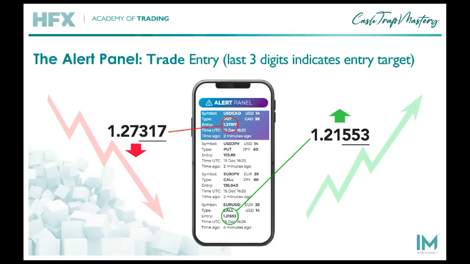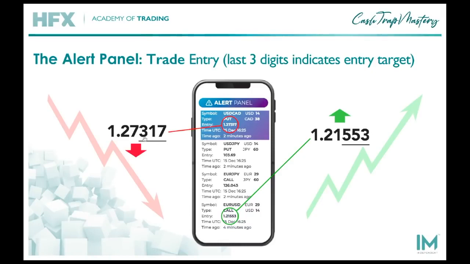Now, each trade opportunity will not always give you that available price. But the goal is to get as close to it as possible. The main thing that you want to pay attention to are the last 3 digits on each of these entry prices. For example, on this US dollar to Canadian dollar put option opportunity, we have an entry price of 1.27317. When you look inside your broker, the numbers that you want to pay attention to are the last 3 numbers. That will give you a close idea of where you want to enter the trade.